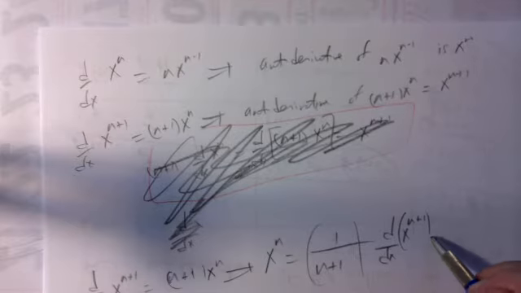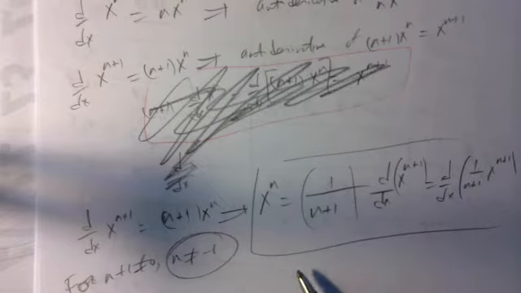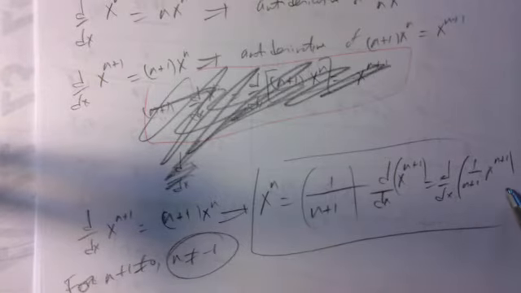So the derivative with respect to x of x to the n plus 1 is n plus 1 x to the n, which means x to the n is 1 over n plus 1 times the derivative of x to the n plus 1. And you can always take a constant and bring it inside the derivative sign. This is the derivative with respect to x of 1 over n plus 1 x to the n plus 1. Of course, you can't divide by 0, so this is only true for n plus 1 not equal to 0, or n not equal to minus 1. But if n is different from minus 1, x to the n is the derivative of this function.